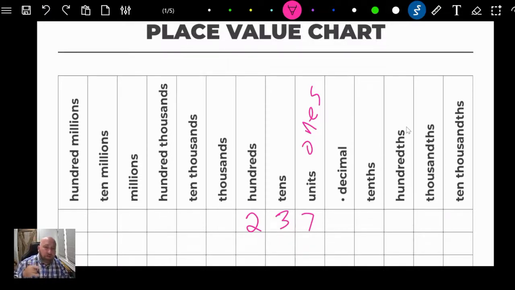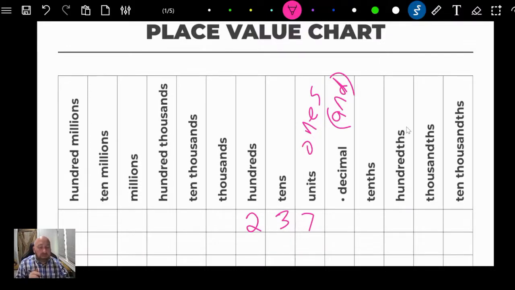Make sure that you don't use the word "and." Don't say "two hundred and thirty-seven," because remember, this decimal is where we use the word "and," A-N-D. We'll put it right there. So when we use a decimal, that's when we'll use the word "and." So don't use "and" after the hundreds. It's just 237. If you ever hear me say that in these videos, then I'm saying it wrong.